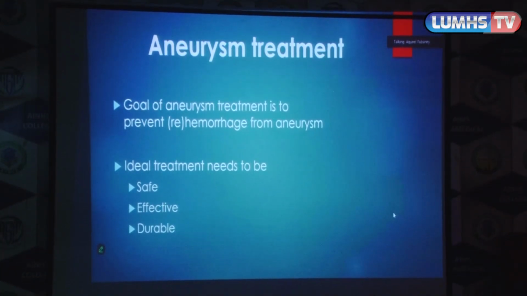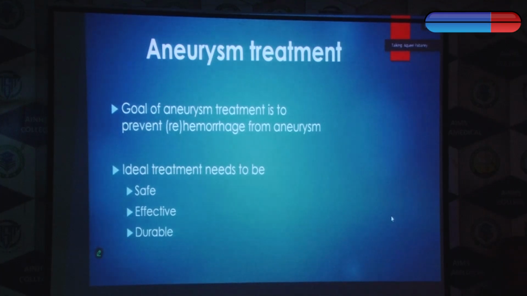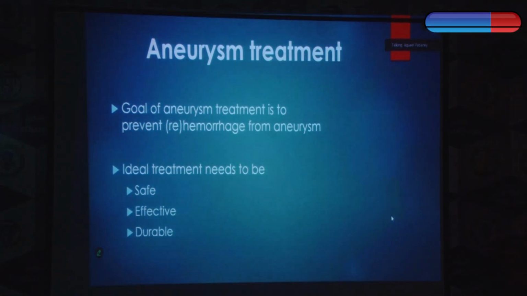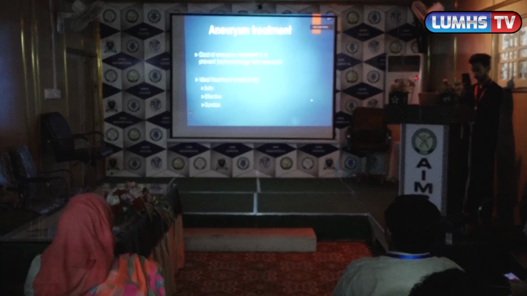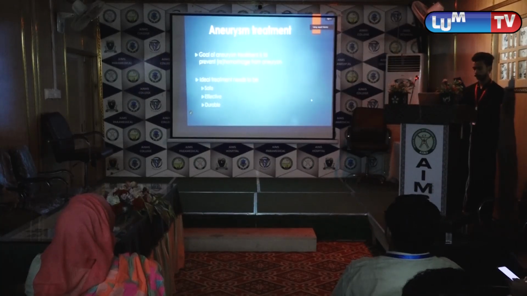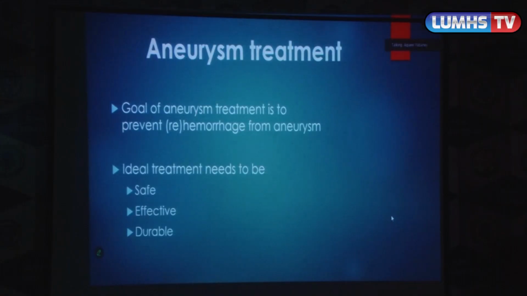So essentially, the goal of an aneurysm treatment, as you all know, is to prevent hemorrhage or re-hemorrhage from an aneurysm. Especially in Pakistan, we see most of the aneurysms are ruptured aneurysms. But the eventual goal is to prevent, obviously, initial hemorrhage if they are found incidentally, or when they present after rupture, to prevent re-hemorrhage from them.